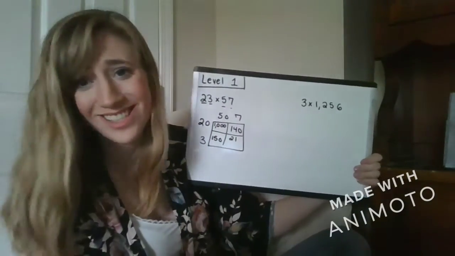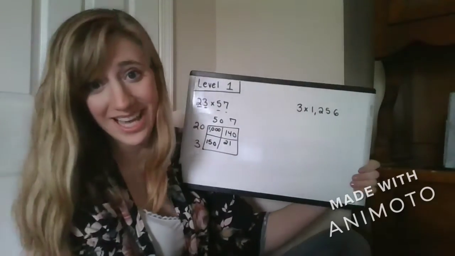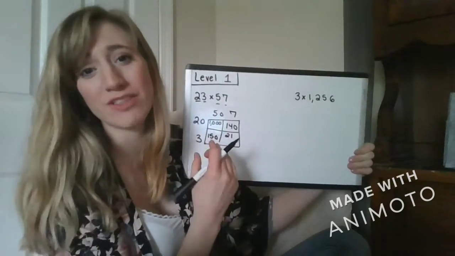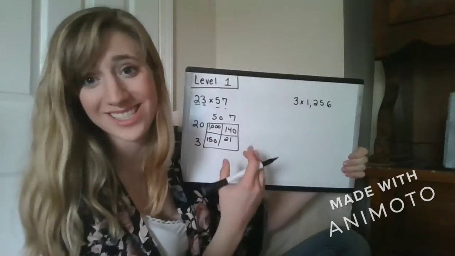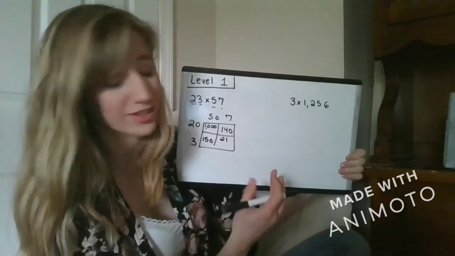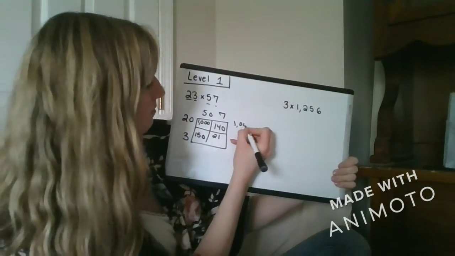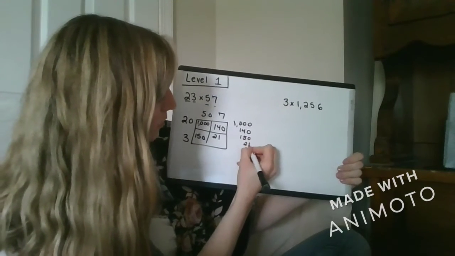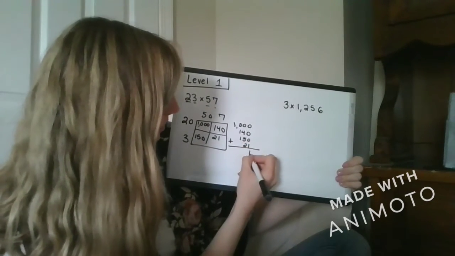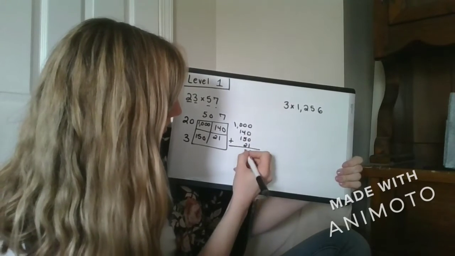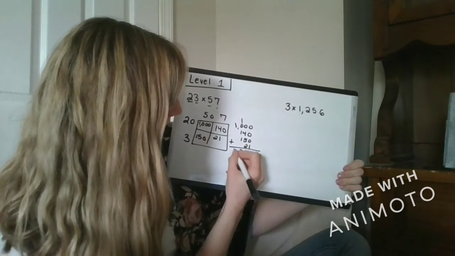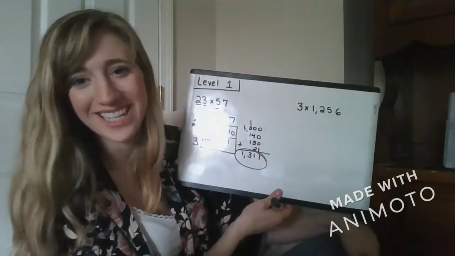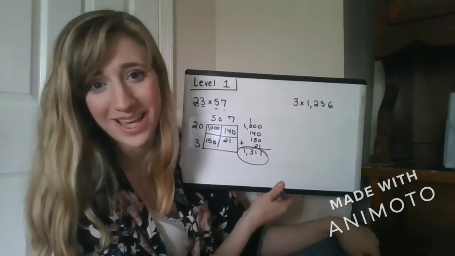Once again, you could have done this the standard way. All that matters is you get the answer in the end. So one last thing is you can't leave it like this because that's not an answer. You have to make sure you add all your partial products together to figure out what the answer is. So I got 1,000, 140, 150, and 21. Add them all up. So 1, that's 9 plus 2 is 11, and I got 3. So no matter what, you should have gotten 1,311 for the first problem, okay?